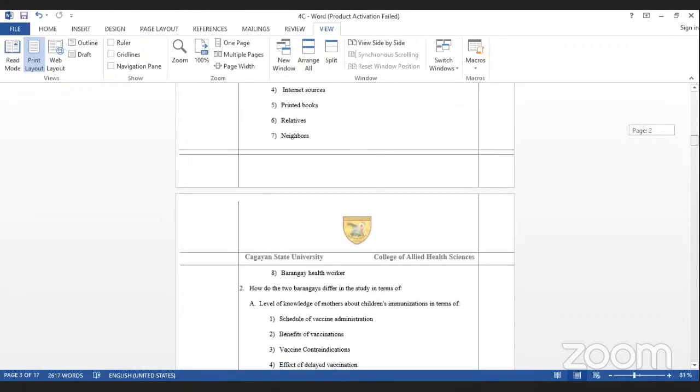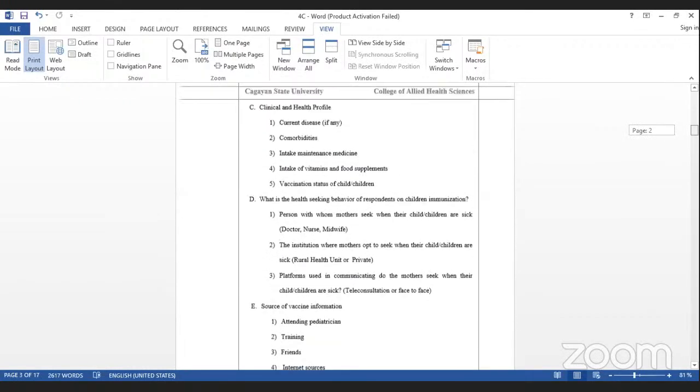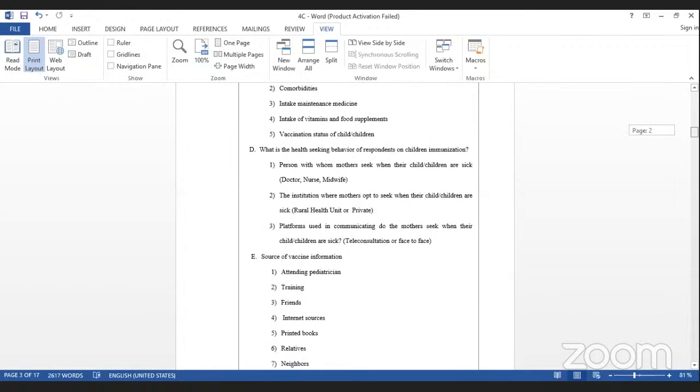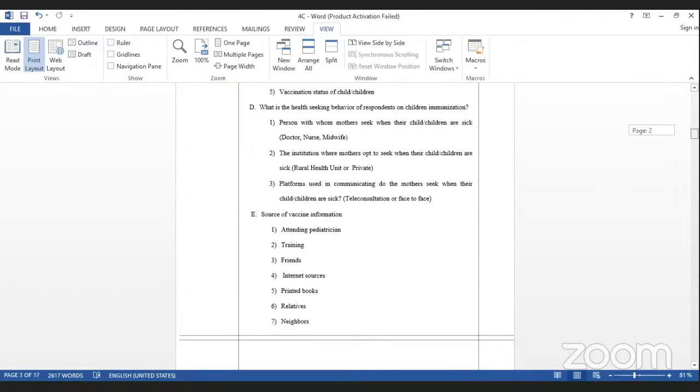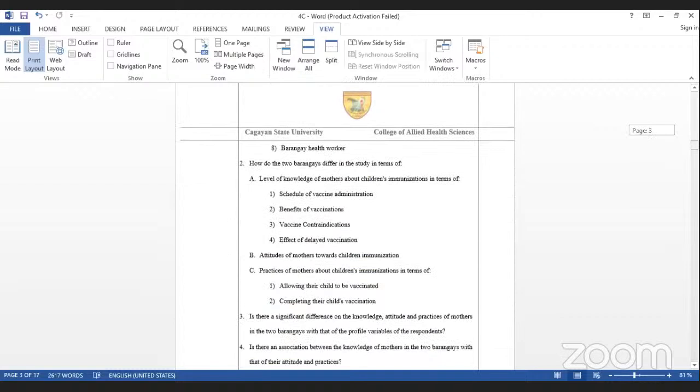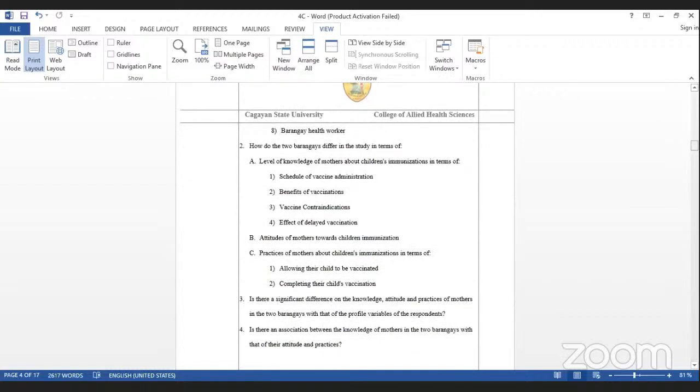So sa health-seeking behavior, I think these are all quali data. Even the source of vaccine, it's all quali. How is narrative? So the result of this will be narrated lang pag sinabing how. In your statement number 4, this entails already inferential statistics.